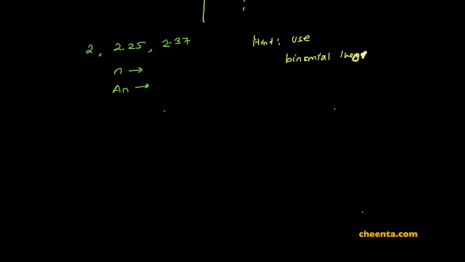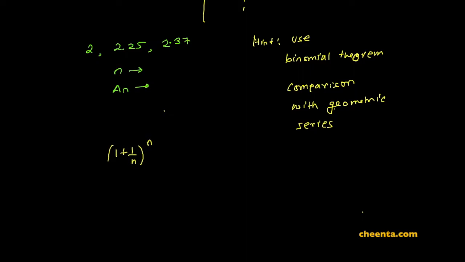and comparison with a geometric series. Use these two tools to show that no matter how large you make n, this quantity will always be smaller than 3. Now this is quite an incredible thing, because the values of this sequence keep on increasing, but no matter how much they increase, they stay less than 3.